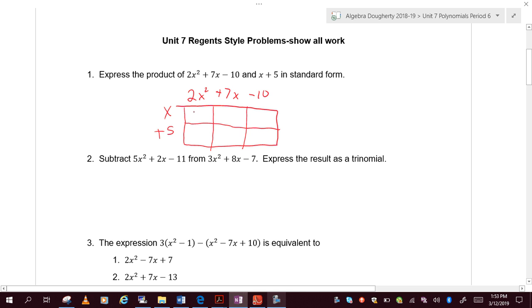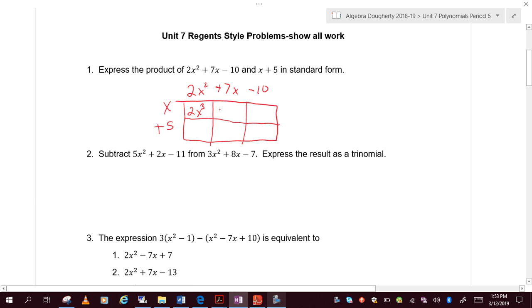I have x times 2x squared, 2x cubed. Remember, we add the exponents when we multiply like variables. Plus 7x squared. Notice I put the sign in there. Minus 10x. Now we'll distribute. Basically, it's just an organized way to distribute your work. I'll distribute the 5. 5 times 2x squared is 10x squared plus 35x minus 50.